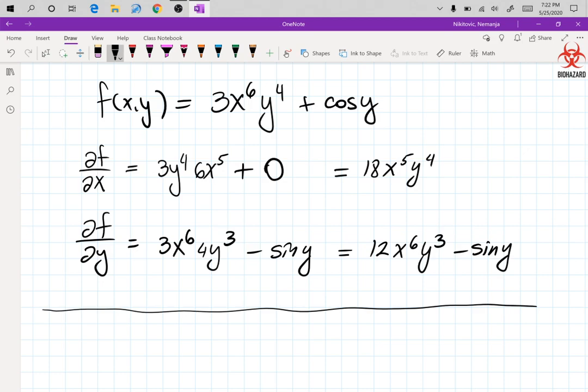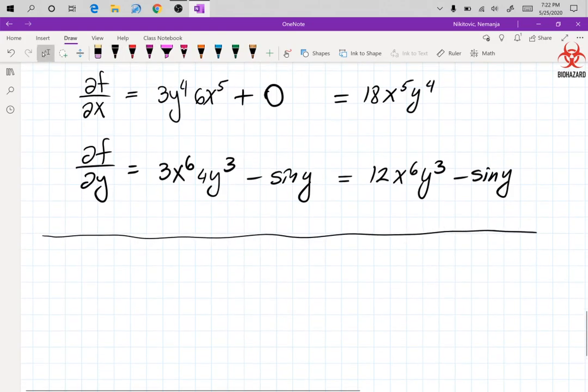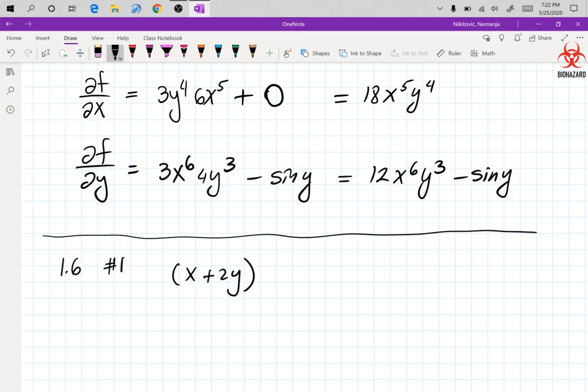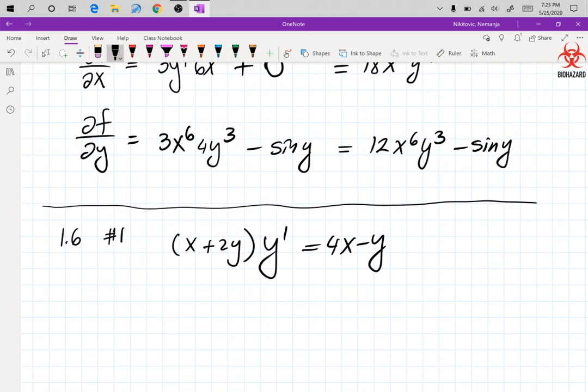So let's take a look at section 1.6, problem number 1, which was given as x plus 2y. And they did put the, like noobs, y prime equal 4x minus y, right? But since we are pros, we are going to put x plus 2y dy dx equals 4x minus y, because we know that we have to ship dx to the other side.